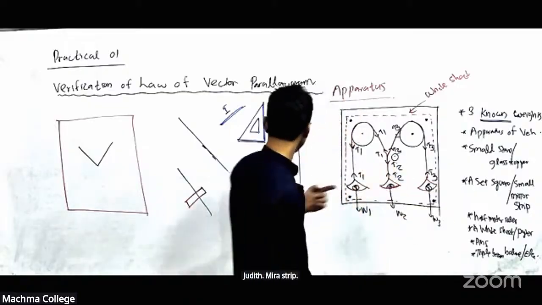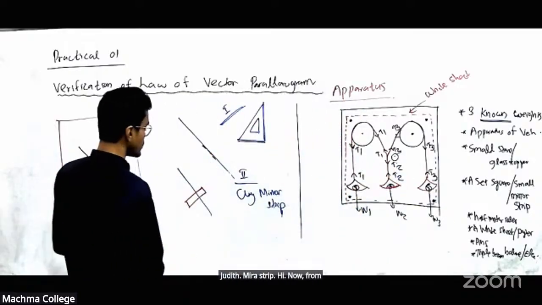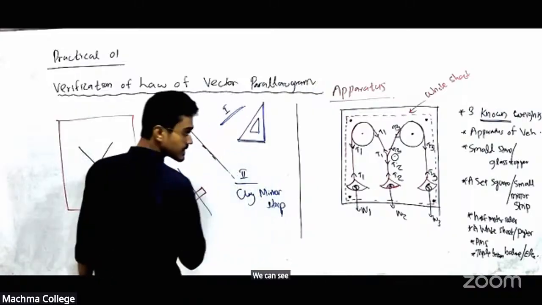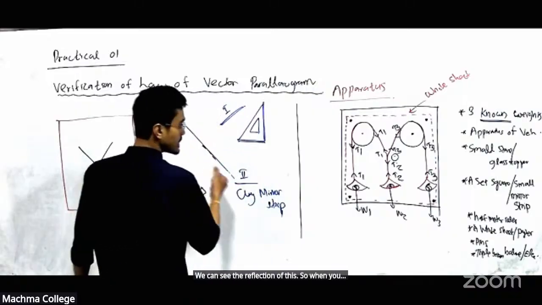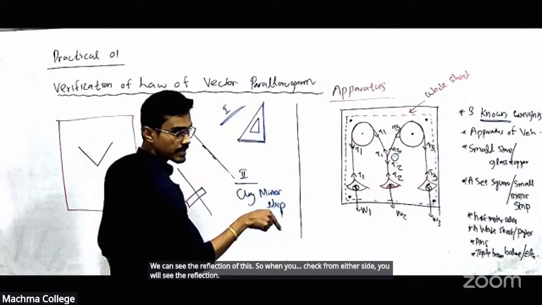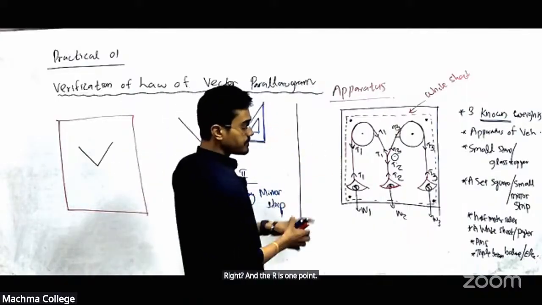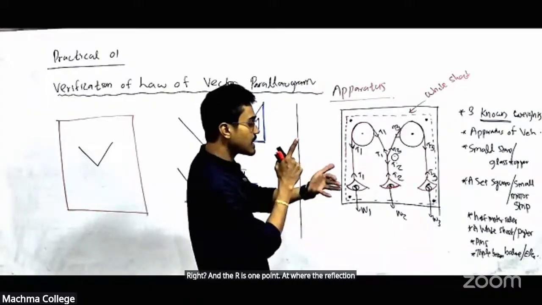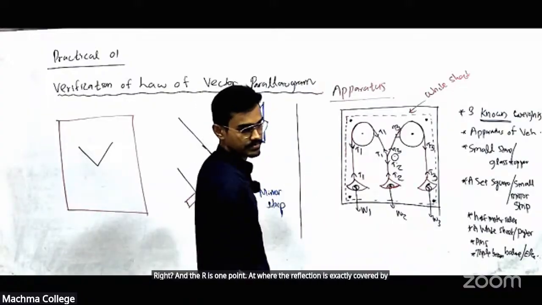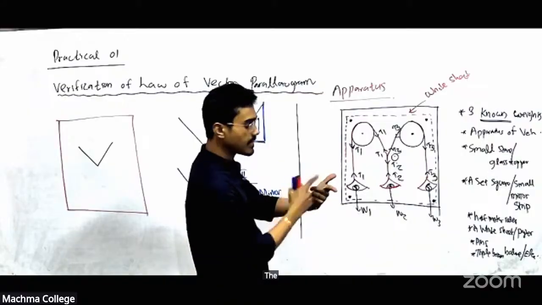Right? Now from this mirror, we can see the reflection of this. So when you check from either side, you will see the reflection. And there is one point at which the reflection is exactly covered by the actual string.